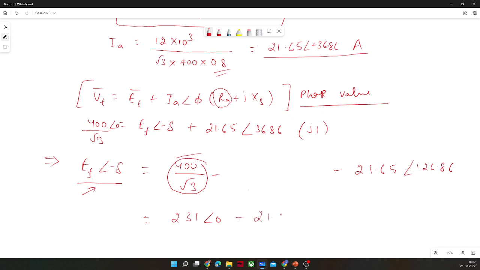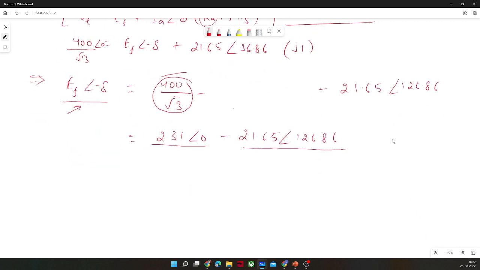Now 231 minus 126.86. So this is real. This will break into two components. One would be real, one would be imaginary. Again, we can arrange it. It would come out to be 244 minus J 17.32 if you solve this complex equation.